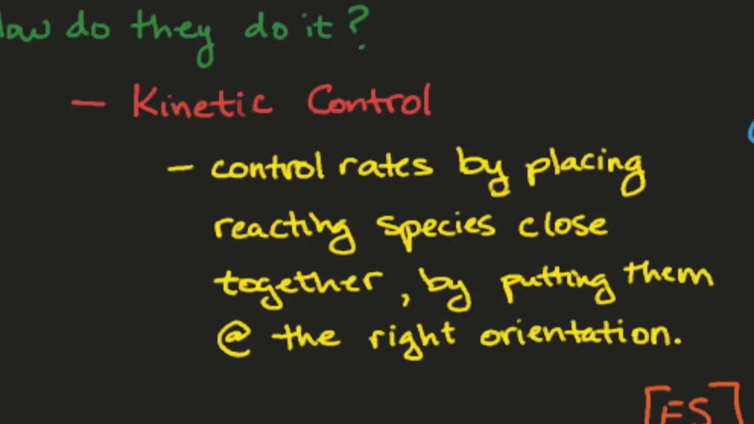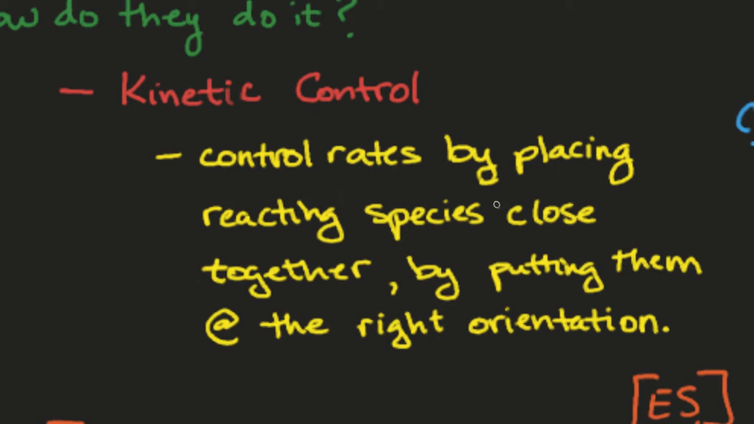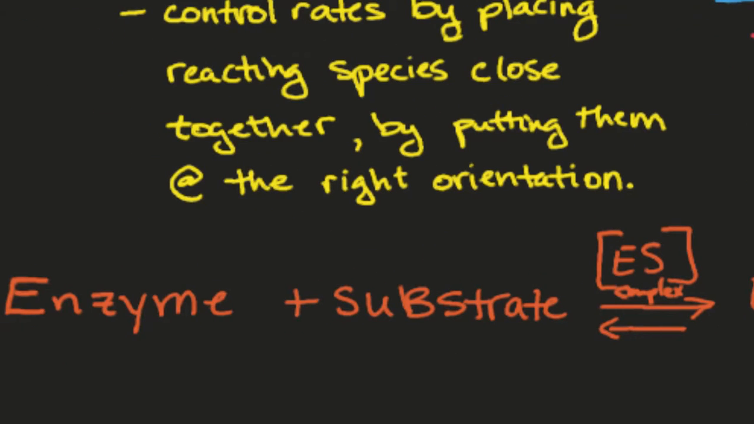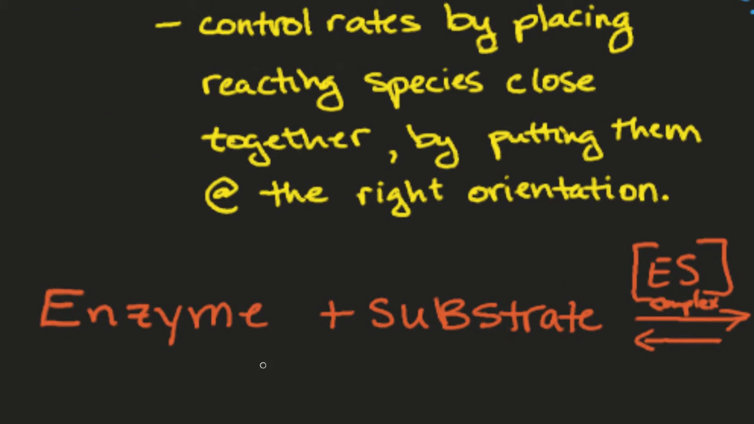Mainly through kinetic control. By placing species close together that are going to be reacting, putting them in the right orientation. We're going to go into all this detail much later. So, the basic premise is that an enzyme and a substrate meet, and there's a specificity to the enzyme and the substrate, so that they fit inside each other like a lock and a key.